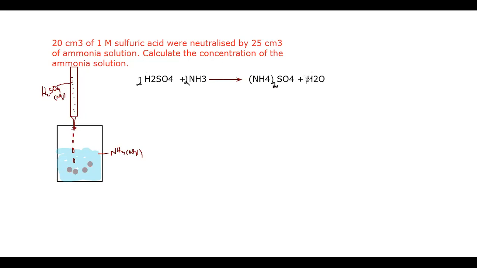This has been balanced. Let's see if anything is left out. 2 2s are 4 and 2 3s are 6, 10 hydrogen. 2 4s are 8 and 2, 10 hydrogen. How many sulfur are there? 2 sulfur are there. And if I put 2 here, what would be the reaction?